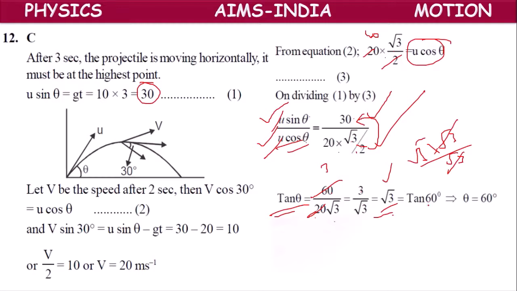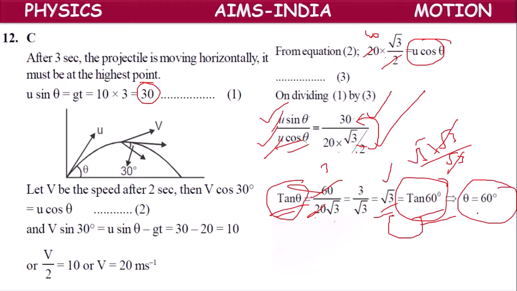According to trigonometry, tan 60 degrees equal to root 3. So tan theta equal to tan 60 degrees. So tan cancel, theta equal to 60 degrees. What is theta? The beginning angle of projection is theta. That is 60 degrees. So we were able to find the answer.